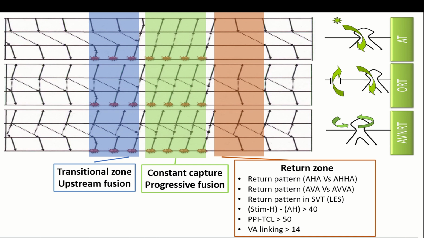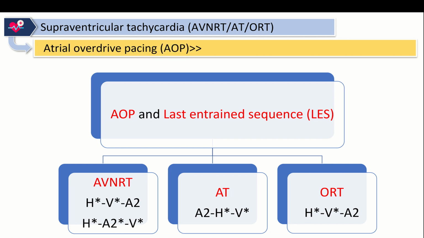Still, we are dealing with one of the most powerful diagnostic maneuvers, overdrive pacing from the atrium. Let's go to the third scenario in which atrial overdrive pacing will help us to differentiate all types of SVT, to assess the last entrained sequence. One of the amazing tools that we can use in narrow complex tachycardia to tell, is it AVNRT, atrial tachycardia, or orthodromic reciprocating tachycardia. Start atrial overdrive pacing, stop, assess the last entrained sequence.